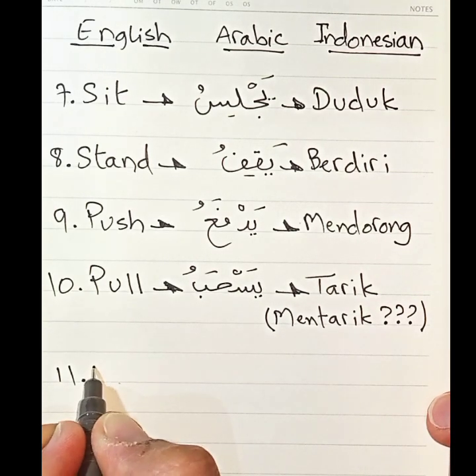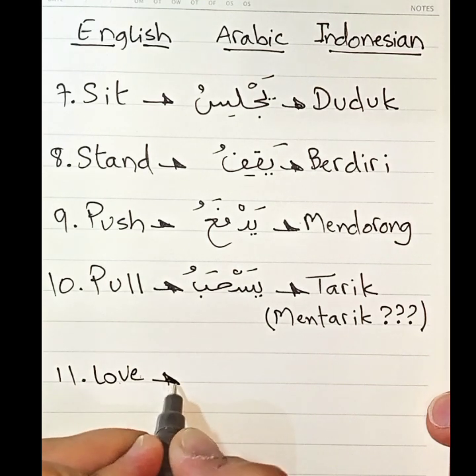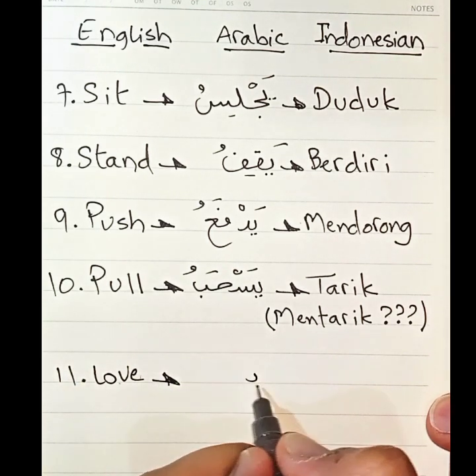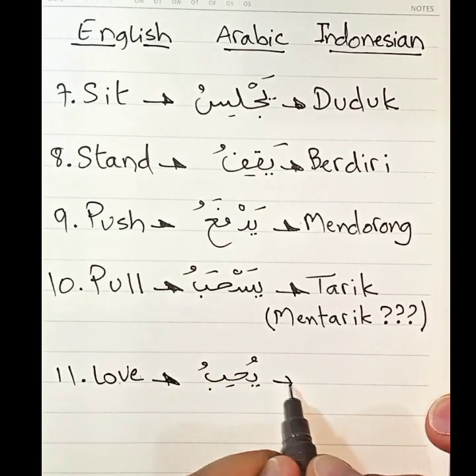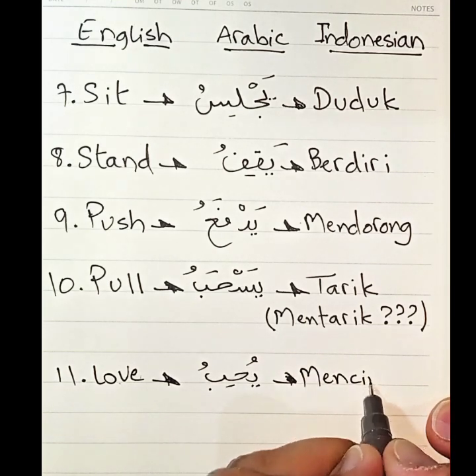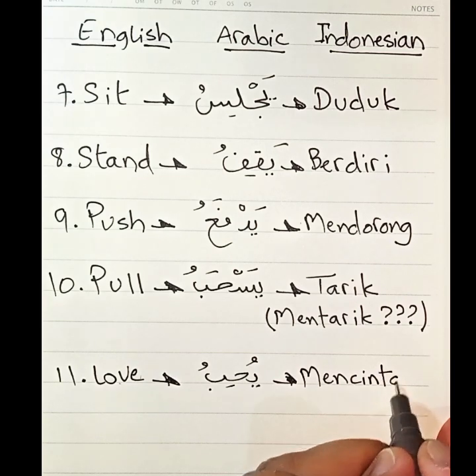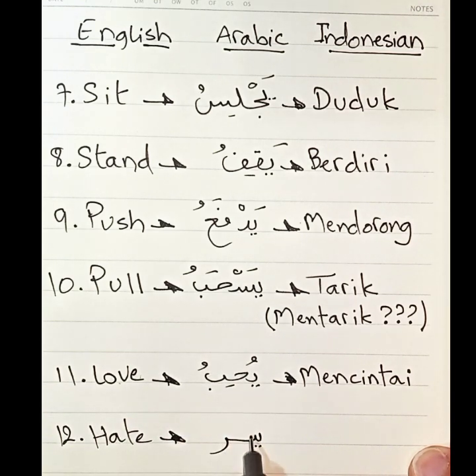Alright, number 11. We have the verb love. Love. What is love in Arabic? It's yuhibbu. In Indonesian, it's mencintai. Mencintai. The opposite of love is hate. Hate in Arabic is yakrahu.